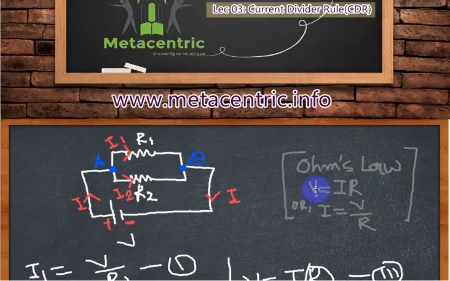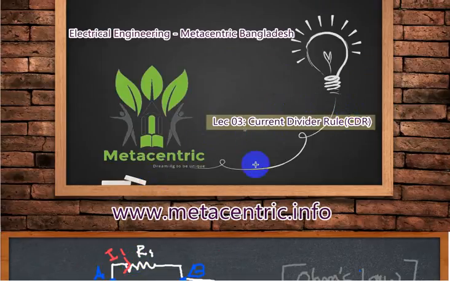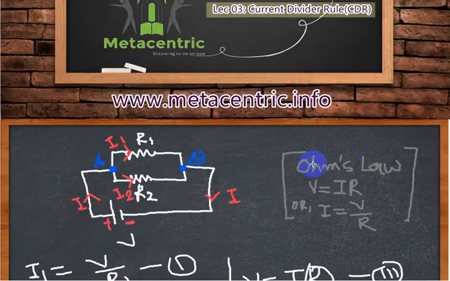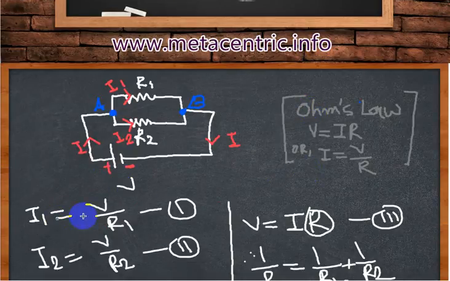According to Ohm's law, the potential difference V is equal to the multiplication of the current and the resistance. So V equals IR, or we can write I equals V by R. Suppose we need to calculate the value of I1 and I2, because this is the current divider rule. That means this rule can be used to determine the divided current's value or magnitude. So I1, according to Ohm's law, is equal to V by R1.